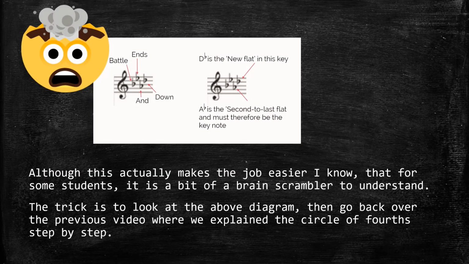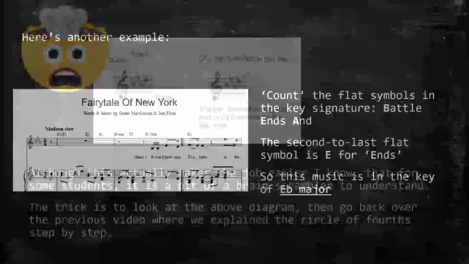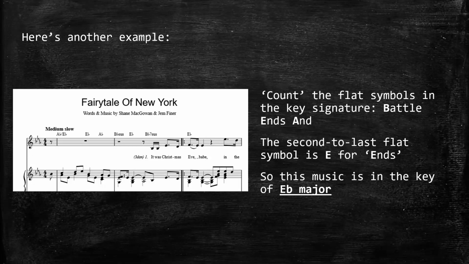Although this actually makes the job easier, I know that for some students it is a bit of a brain scrambler to understand. The trick is to look at the above diagram and then go back over the previous video where we explained the circle of fourths step by step. Here's another example. Count the flat symbols in the key signature, battle, ends, and. The second to last flat symbol is E for ends. So this music is in the key of E flat major.